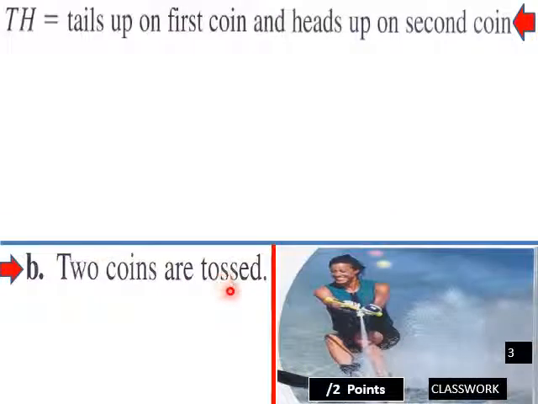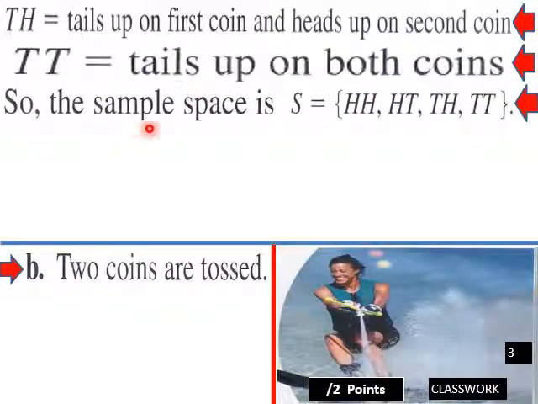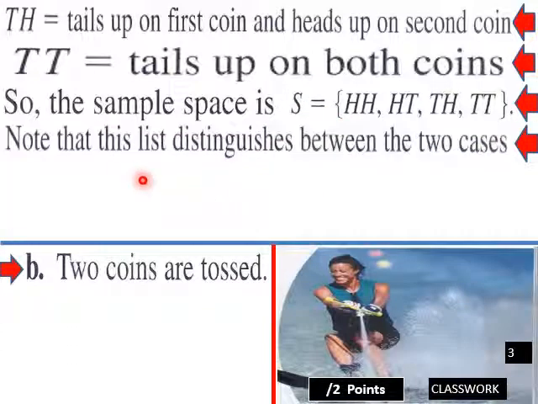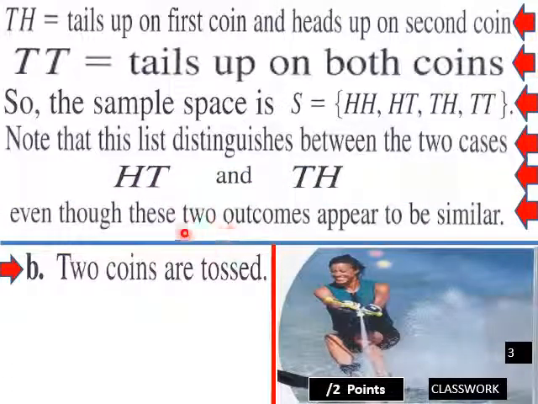Continuing with that, TH would be tails up on the first coin, heads up on the second coin, and then TT will be tails up on both coins. So the sample space for 2 coins being tossed is HH, HT, TH, and TT. That would be the way that you would write that sample space out. Note that this list distinguishes between the 2 cases, HT and TH, even though these 2 outcomes appear to be similar.